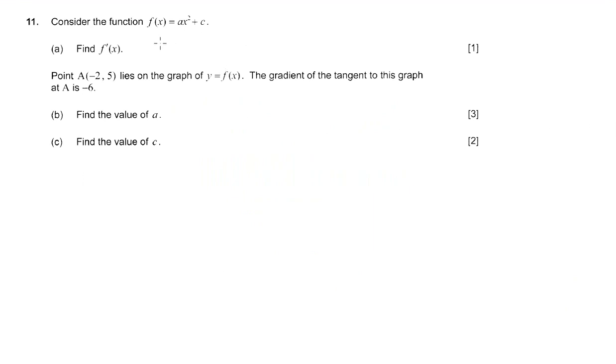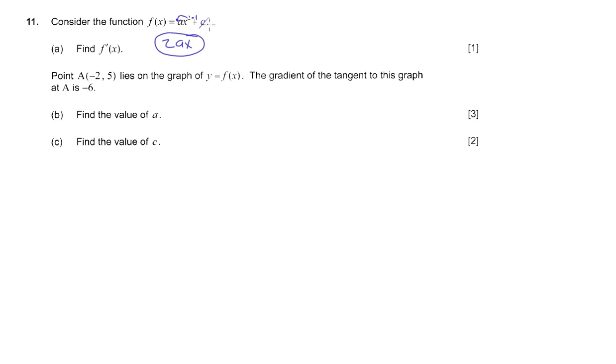Okay. Consider the function f of x equals ax squared plus c. Find f prime of x. Okay. That's just our derivative function, right? So that means this 2 is going to come out front here, right? So we've got 2ax. And we subtract 1 from that 2, so ax to the first, or just 2ax. And then c is our constant. And so remember, the derivative of a constant will just turn into 0. So we have 2ax is our f prime of x, which is, again, the derivative.